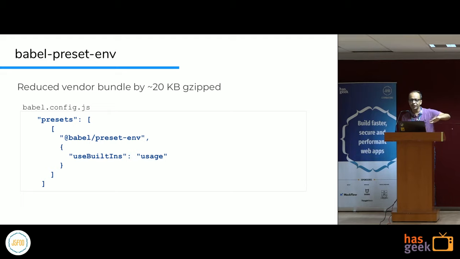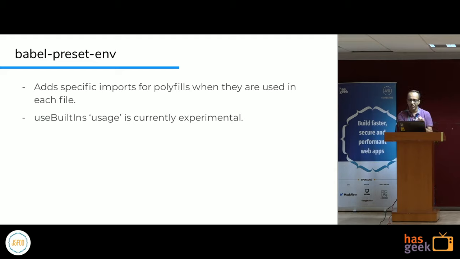What this did for us is that our vendor bundle was reduced by 20 KB gzip just by this one change. When the actual code isn't there, you don't want its polyfill to be there initially. So that's what this did. However, an important disclaimer: the useBuiltIns usage flag is currently experimental. So we did thorough functional testing to ensure we were not breaking things by using this.